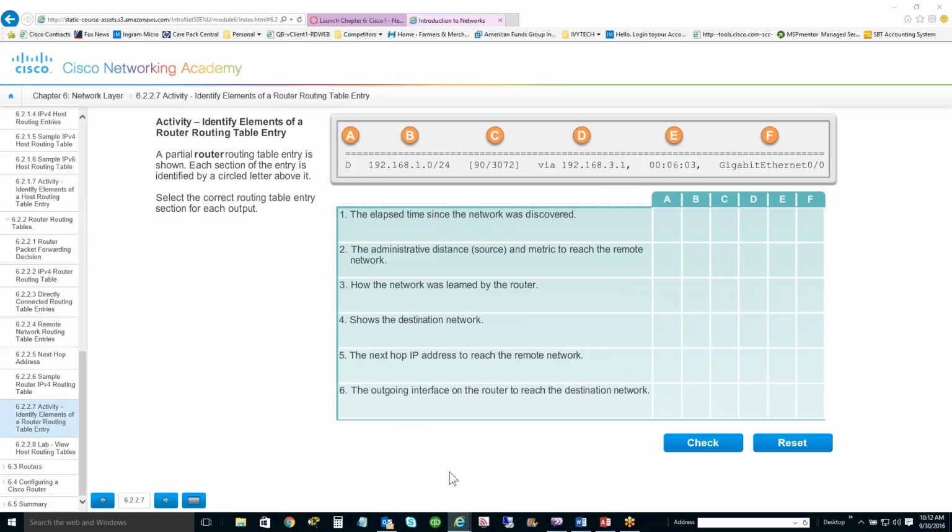So beat the heck out of the 6.2.2.7 activity. Make sure you understand how that all works. They give you an example up here of a routing table entry. Make sure that you know which definition goes in which particular column so that you can master that. You're going to be reading a lot of routing table entries in this course and also in future CCNA prep courses, so this is definitely worth your time to learn.